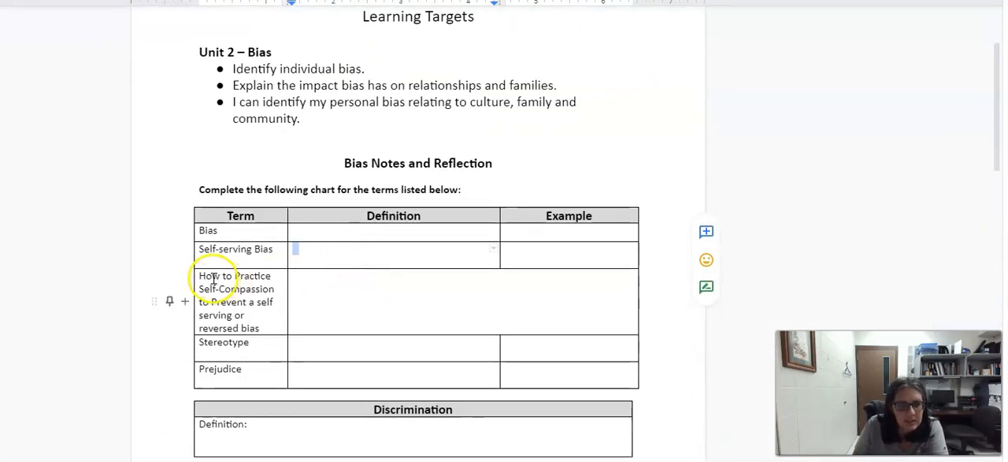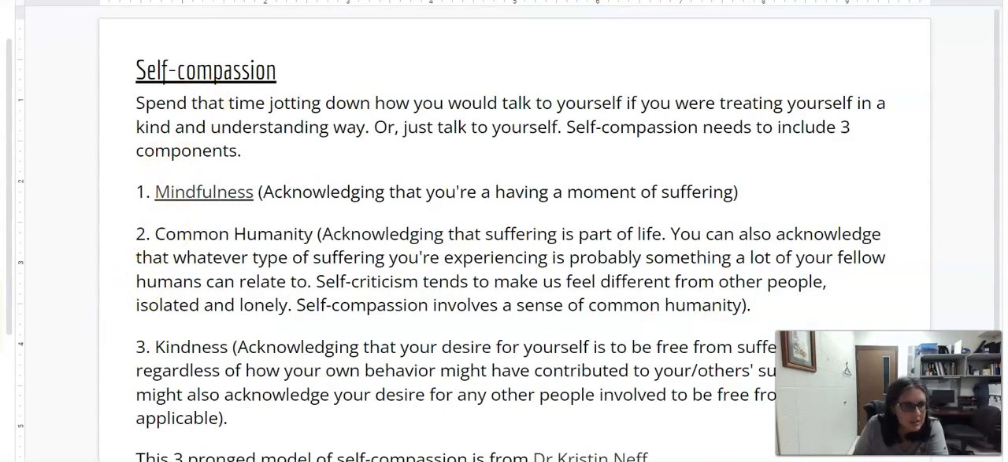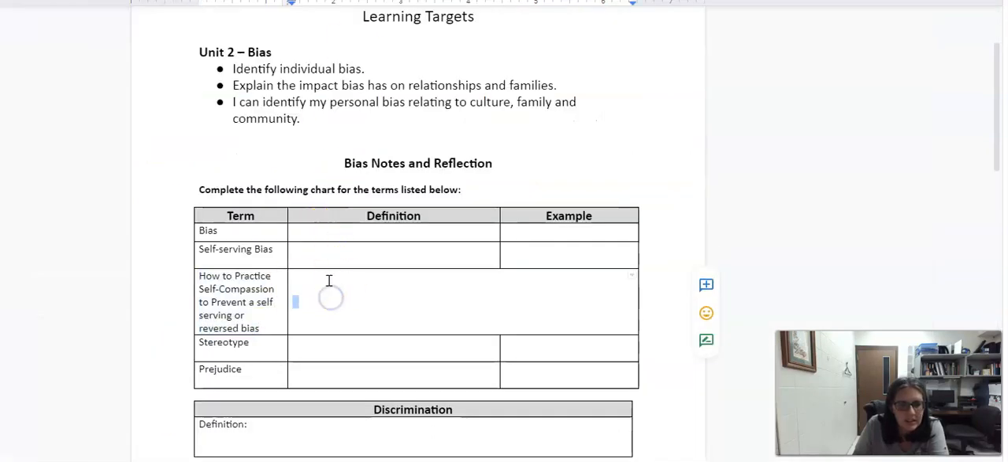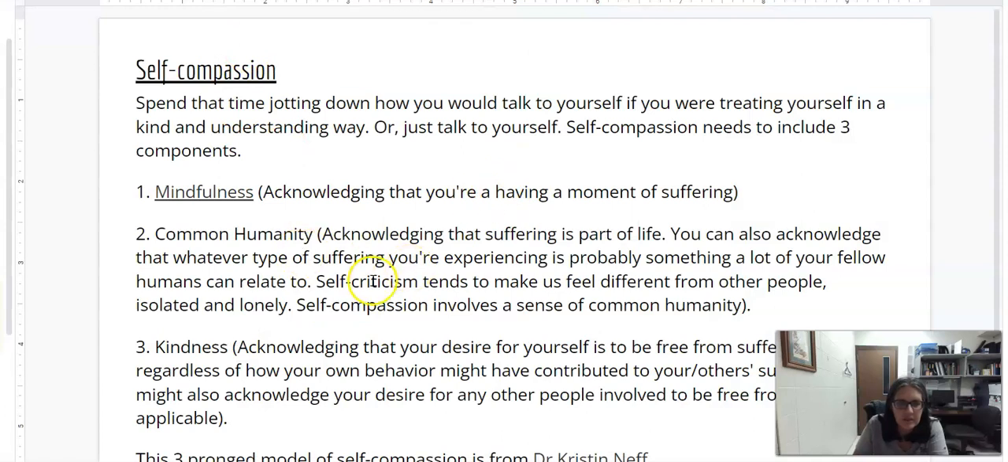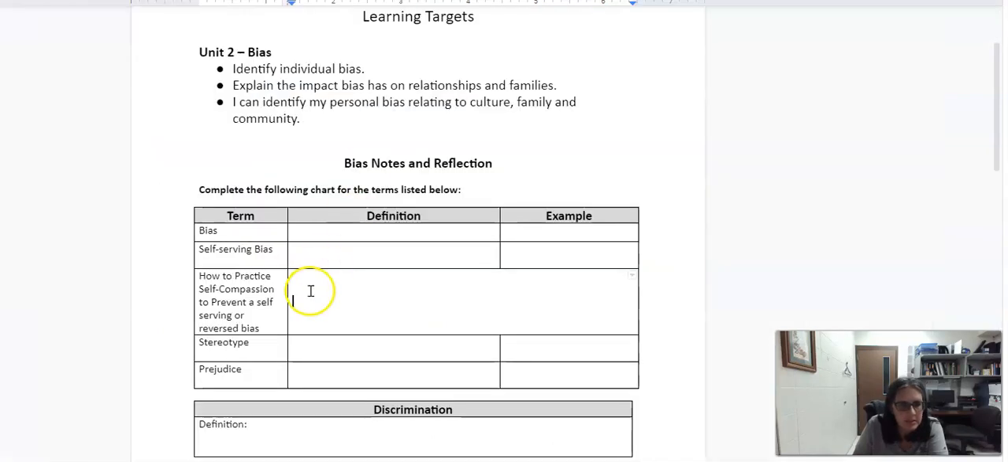So that's what I would like you to be looking at in this next part. It says how to practice self-compassion to prevent a self-serving or a reverse bias. So one of those 2. So these are these 3 ways. You're going to look at those, and you're not doing a definition. That's why this is just open, right? You're just going to tell me what things you think would be best for you out of this information, or if you have other ideas that you could do to help with that. Okay? Kind of what you need the most work on, as we all are works in progress.